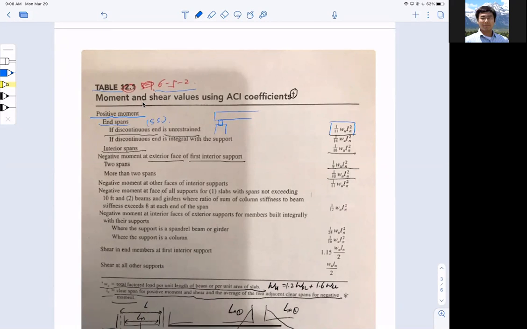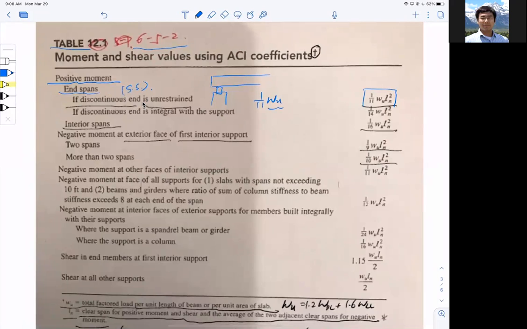What does it mean? It means I'll have to use 1/11 wu ln squared. To zoom out and show you, wu is the factored ultimate applied distributed load, and ln squared. What is this ln? ln is the span length, which I will explain in more detail. But I can assign this as my maximum bending moment right here. And if it's discontinuous and integral with the support, I will use 1/14 wu ln squared. And for interior spans, I use 1/16 wu ln squared.